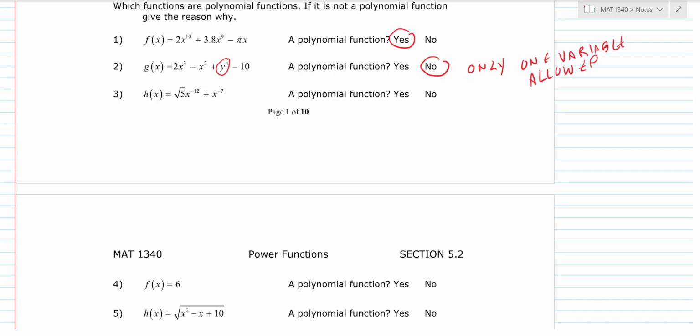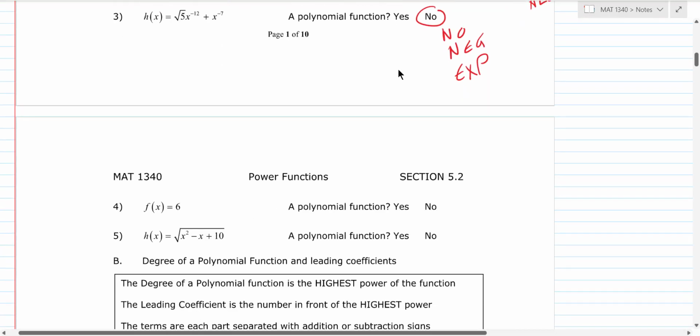How about number 3? What did we conclude there? I think that one's pretty simple. No, how come? No negative exponents. Good. So that is not a polynomial. All right, very good. How about number 4?